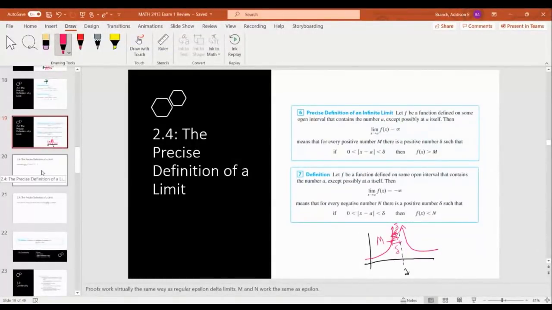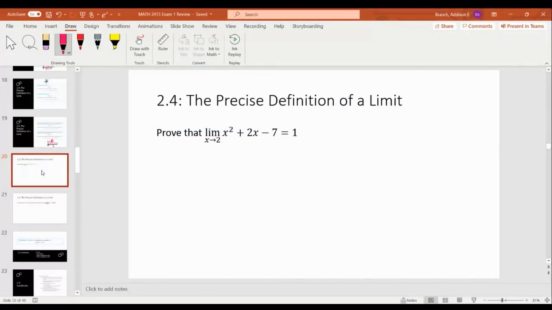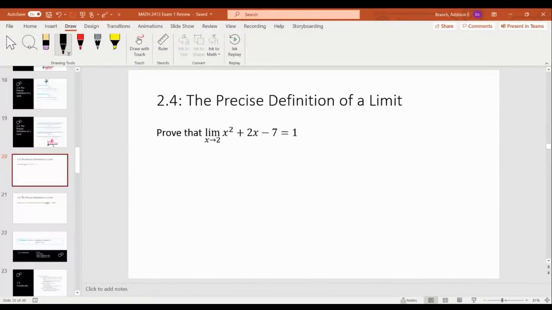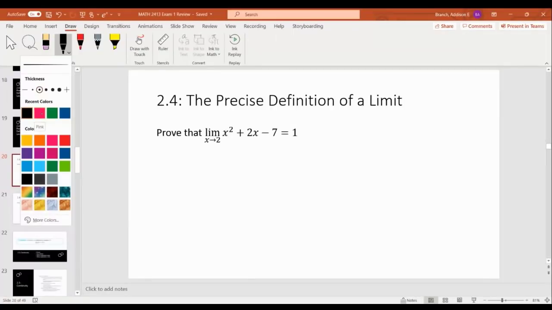But essentially the proof works almost exactly the same way. So we'll go ahead and try to do a quick example of how to do a proof for this, because this could be something that could pop up on your exam. So essentially the first thing we want to do is first create our delta and our epsilon statements.